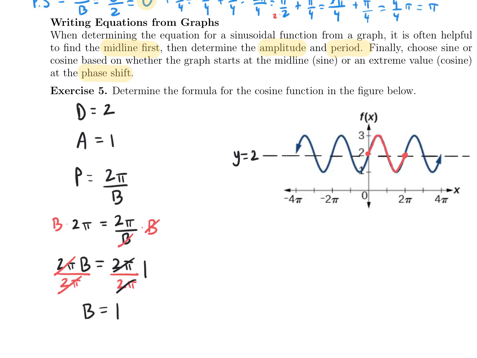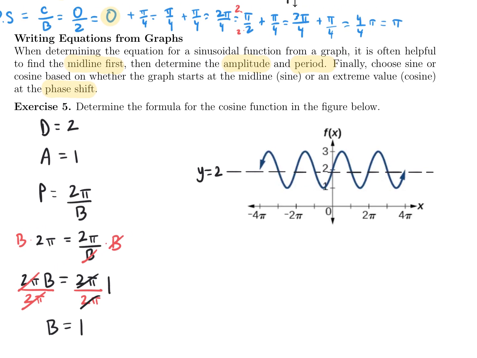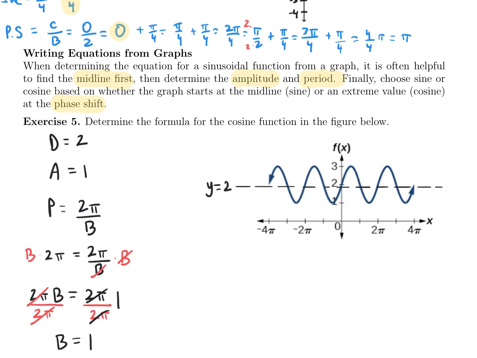We have a, we have b, and we have d. The last thing we need to find is c. So to find c, we're going to look at the phase shift formula. Phase shift is equal to c over b. If you look at the graph, notice that if we start here at the midline at x equals 0, there is no phase shift because the graph is not shifted left or right. It's starting at 0. So that means it's a sine function starting at 0.